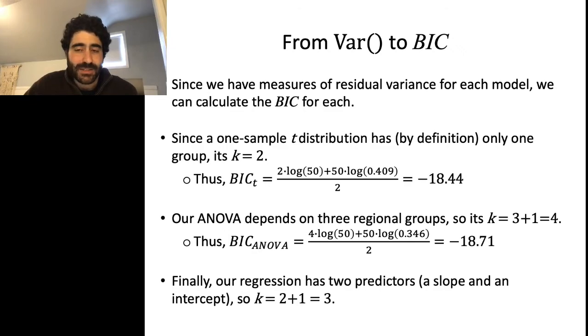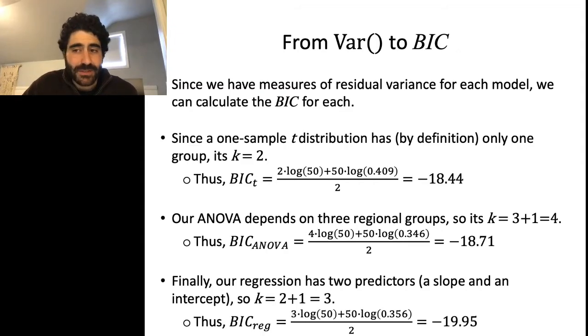Finally, our regression has 2 predictors. It has a slope and an intercept. So we add 1 to get 3, and we have a BIC for this model. Right, and so in this case, again, we want BICs to be low. And so the winner here is this continuous regression model. At least among these 3 models, the continuous regression one is the best. And so again, we could also compute a Bayes factor between these models by just taking the difference in BICs and then taking the exponent of that.